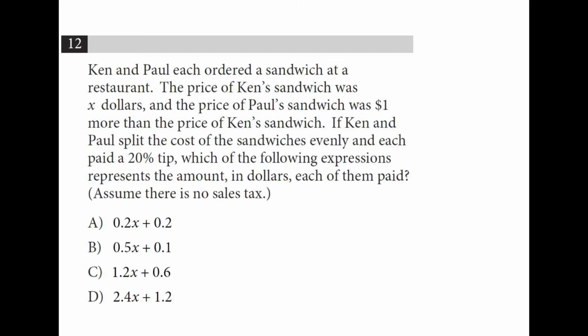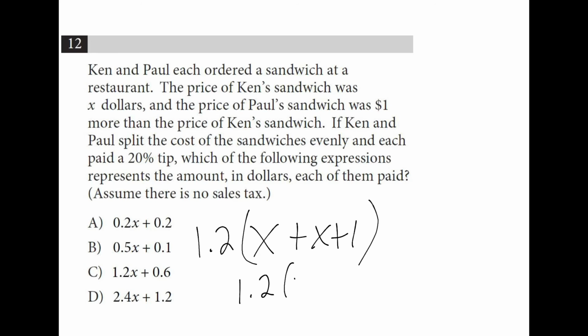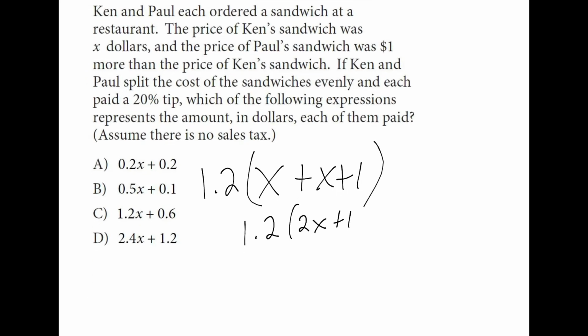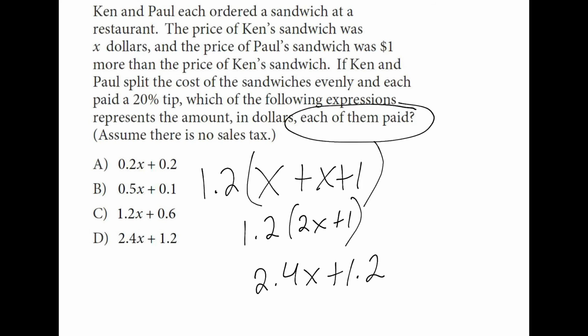Ken and Paul ordered a sandwich. Ken's sandwich was X dollars. Paul's sandwich was X plus 1. And they split the cost, and each paid a 20% tip. So I'm going to take 1.2 times this entire thing. So 1.2 times 2x plus 1. So 2.4x plus 1.2. But then we're looking for how much did they each pay. So I cut that in half, and there's my answer.